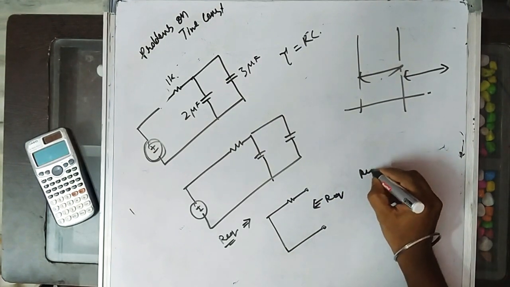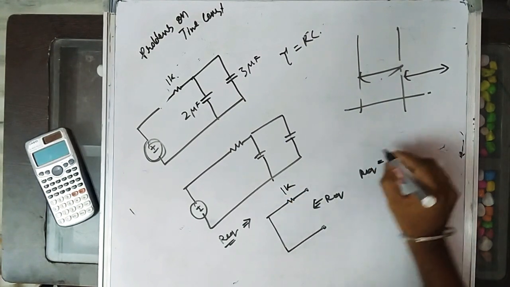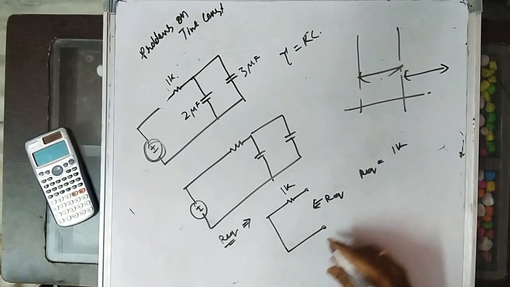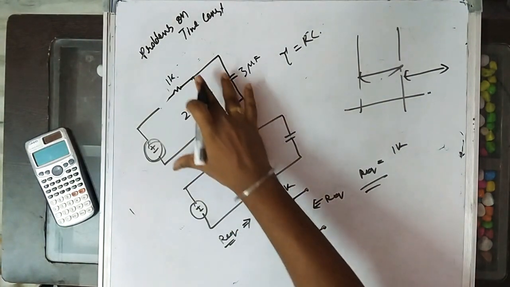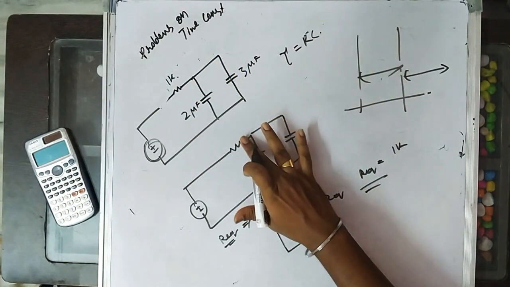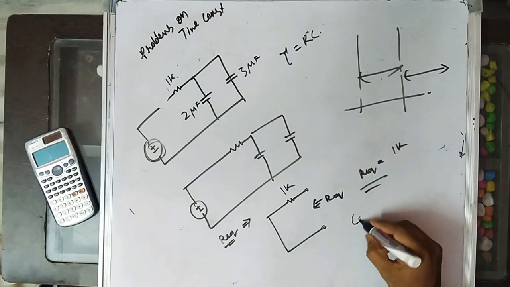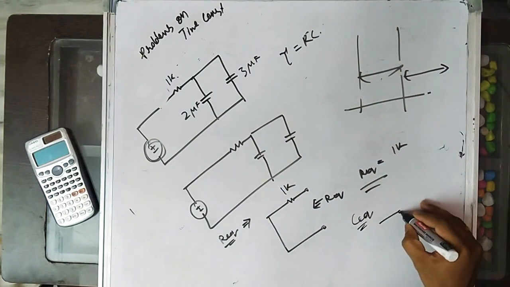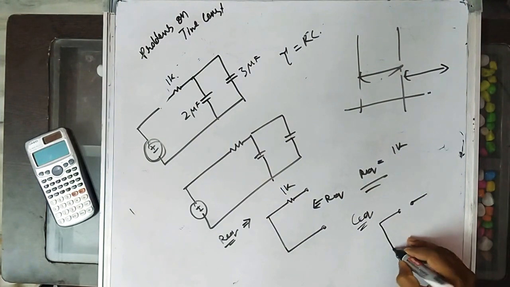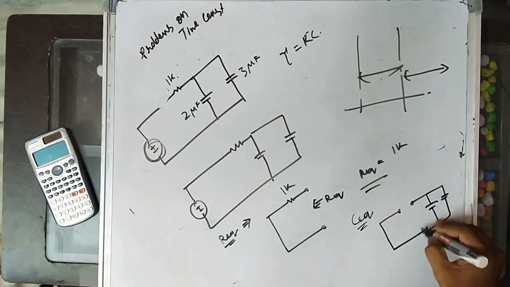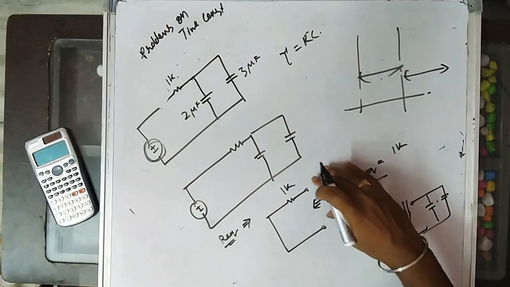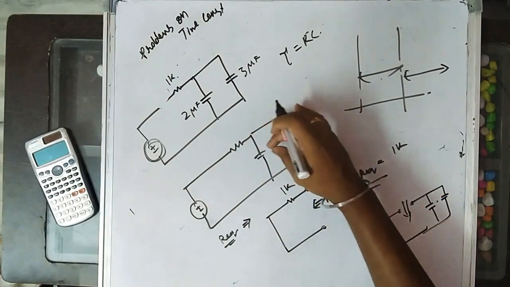So now R equivalent is equal to 1K. Now we want to find the C equivalent. For the same circuit, we remove that resistance. C equivalent is found by removing the resistance and turning off the voltage source, and we see only the capacitor values.